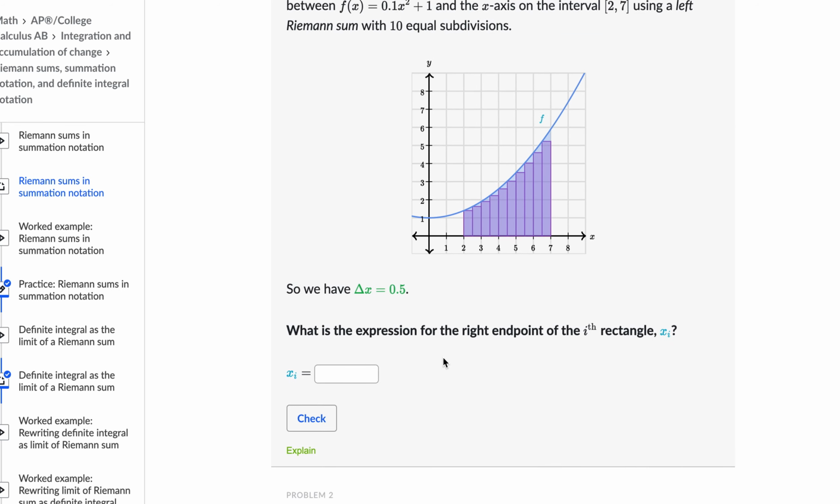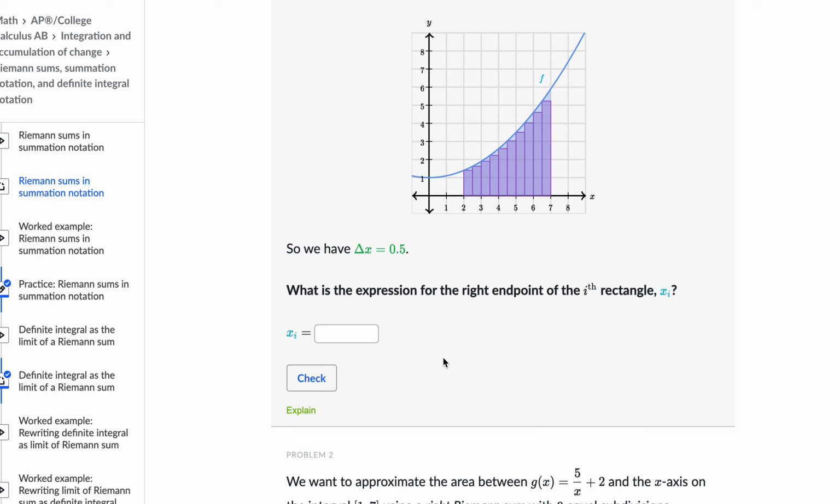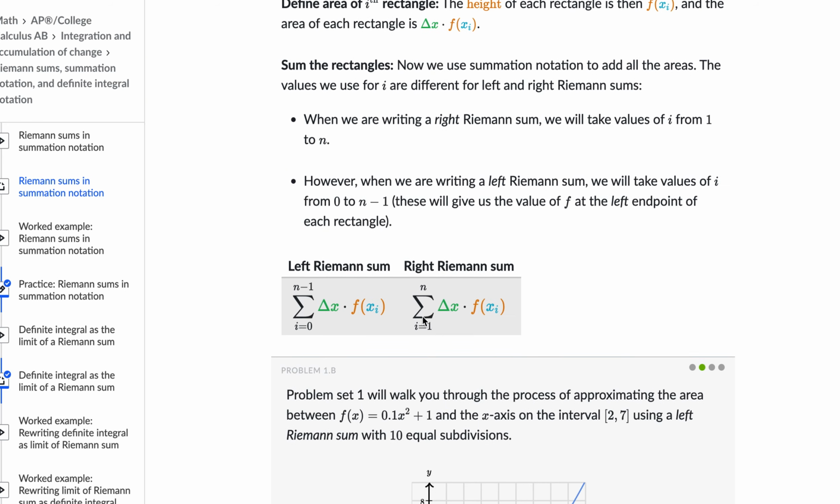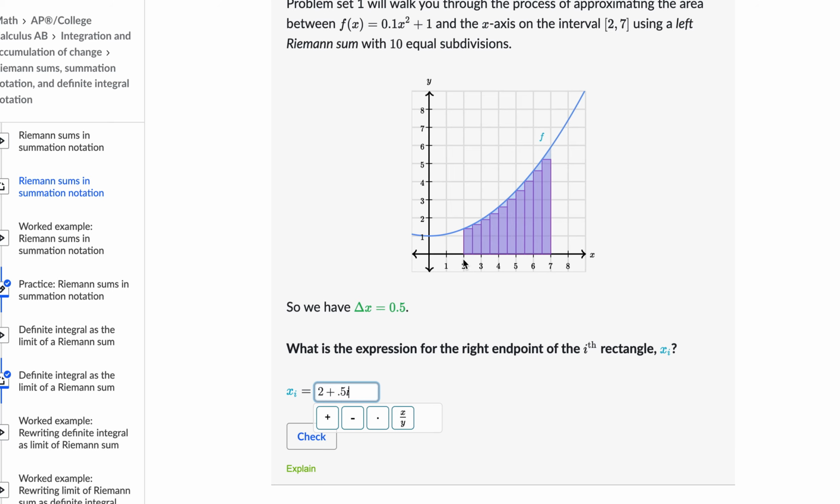And then they're saying, what is the expression for the right endpoint of the ith rectangle? Okay, so here's where we're starting at 2, and then we're going up by 0.5 each time. So I can express that as 2 plus, and then how wide are our rectangles? That's 0.5. So if I type in 0.5, that means we're going to start with our first index number as 1, like we saw up here. We're going to start with the right-hand Riemann sum, starting at 1, counting 2, 3, 4, 5, 6, 7, 8, 9, 10 in this example, because we have 10 slices.